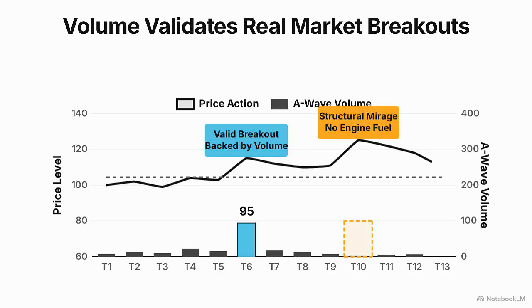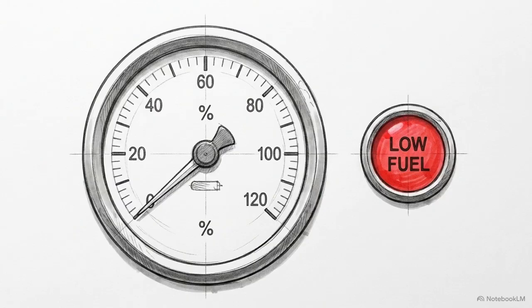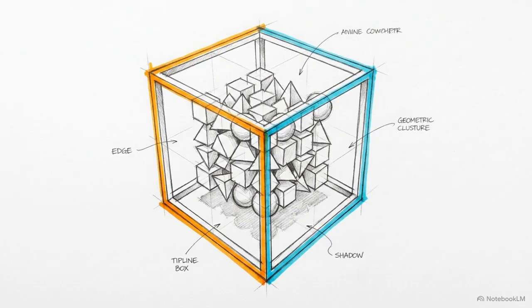Conversely, if price breaks a critical structural level, but the A-wave histogram remains flat and completely empty, the momentum is a structural mirage. A tall, aggressive price candle masking an empty momentum engine is exactly how traders get trapped buying into zero-gravity air. Tracking the A-wave forces you to wait for actual fuel, preventing you from buying into a completely unsupported trend. Once the initial drive tires out, the market transitions into the second chronological phase.